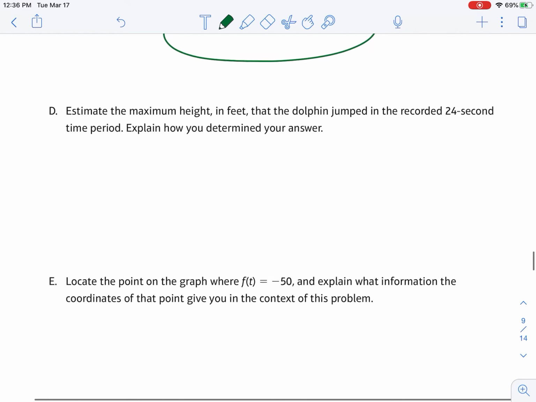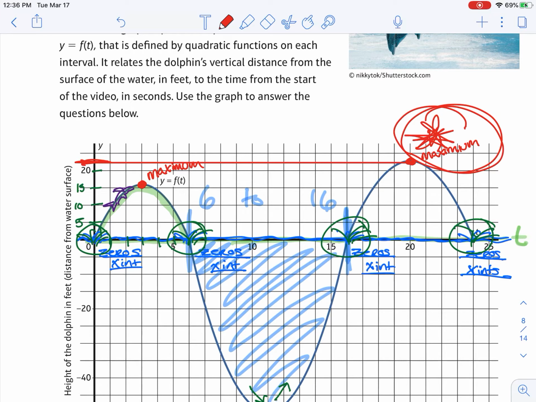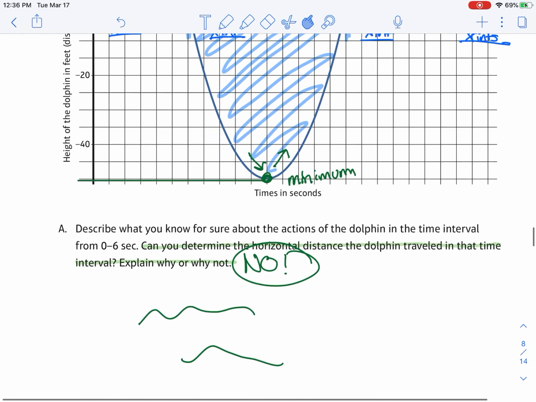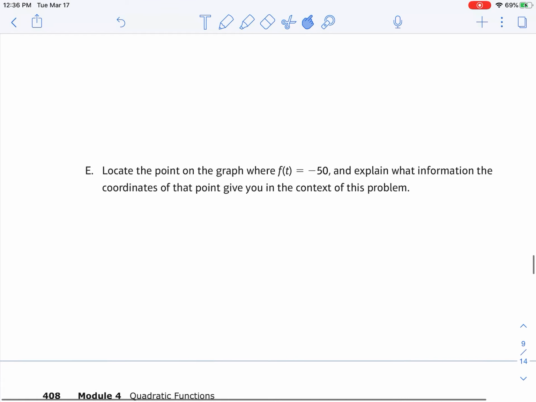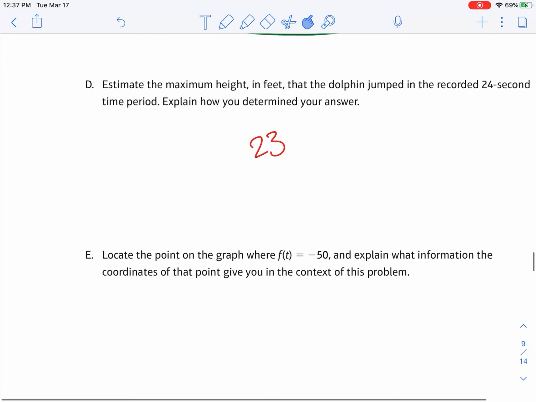And then estimate the maximum height. So my maximum is the highest. And that one is my highest maximum. Since this goes by 5s, this would be about 25. And so to go from 20 to 25, this is about 22, 23. I would like you to label it. So I want you to know that 23 is feet.